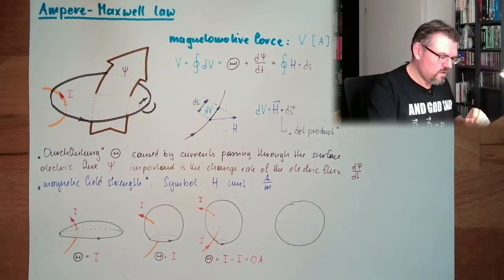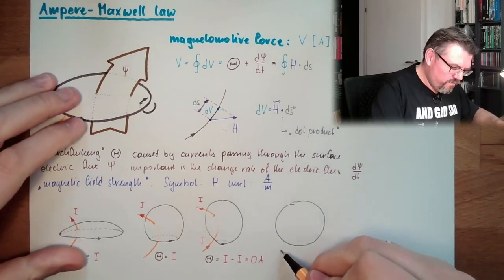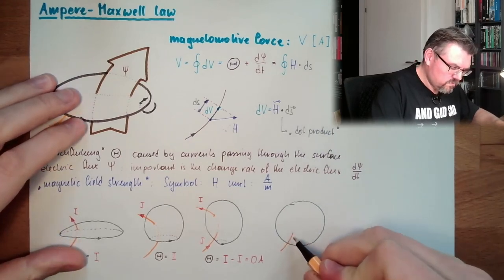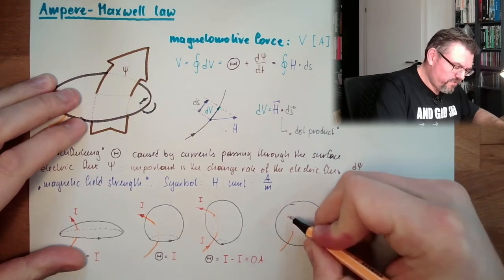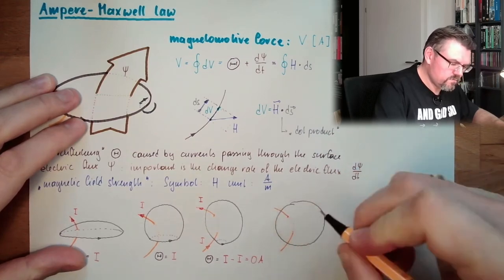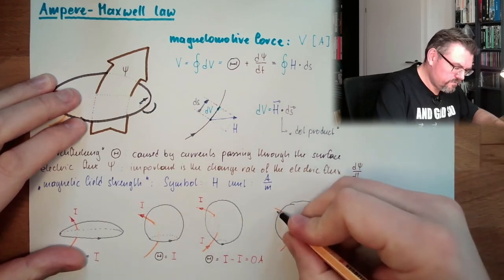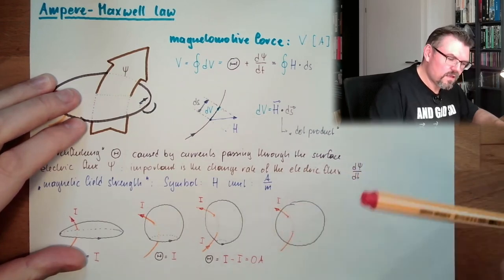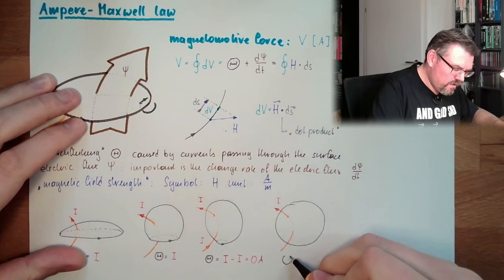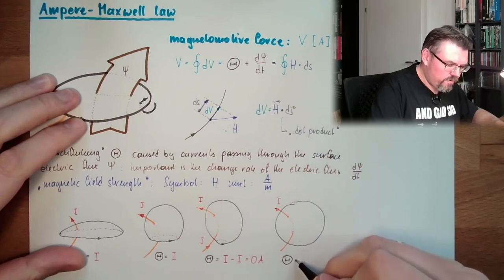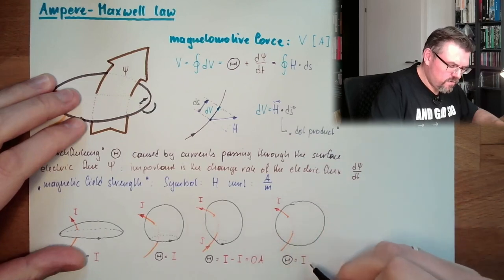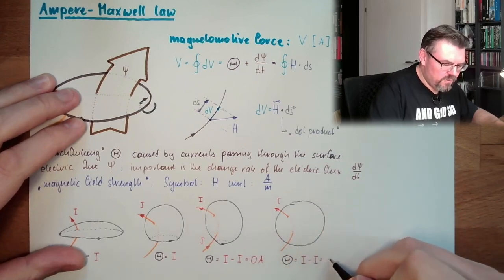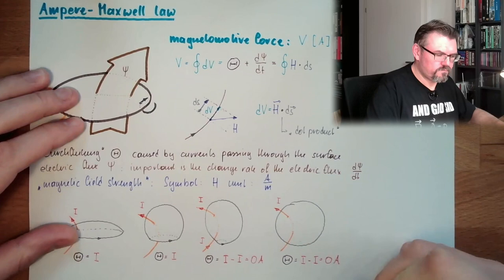Cannot be. And indeed, if we draw this now, go inside, resurfacing somewhere, I. Also here, our flush is I, here. Minus I equals 0 amps.